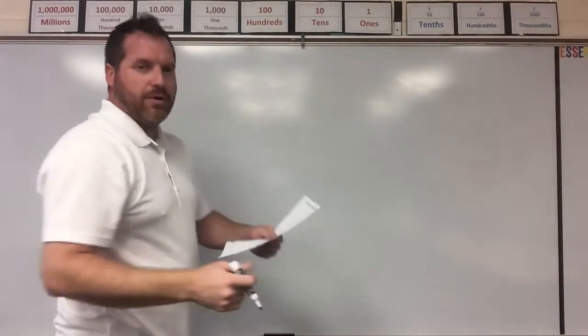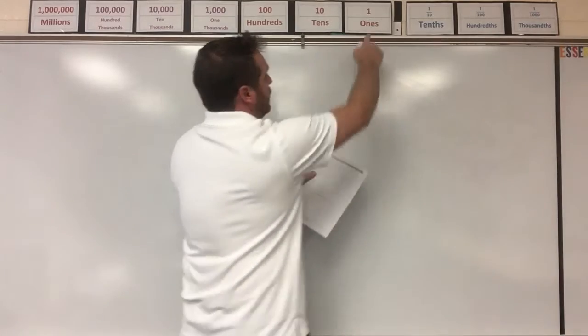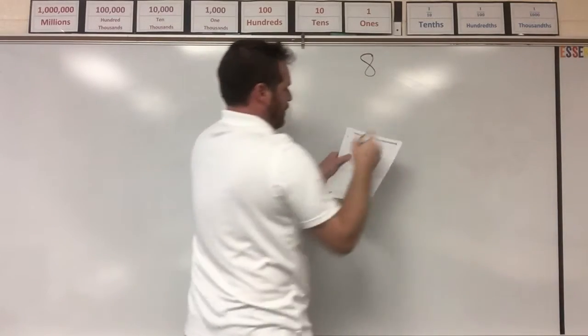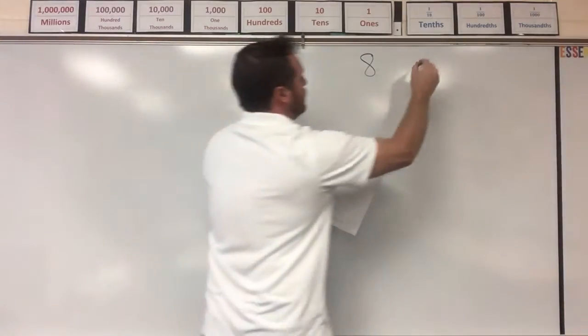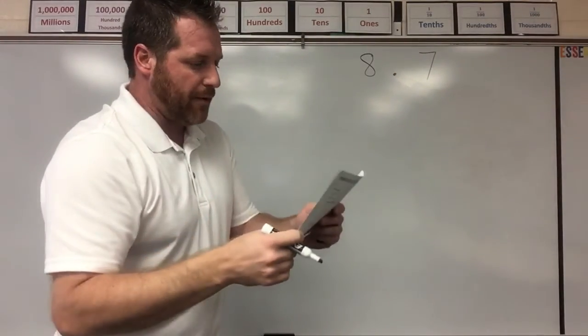Now let's take a look at another one. This one is a decimal point. It says 8 and 7 tenths times 10. So the 8 is to the left of the decimal in the ones place. The 7 is to the right of the decimal in the tenths place. And I keep my decimal point there to show that place value.